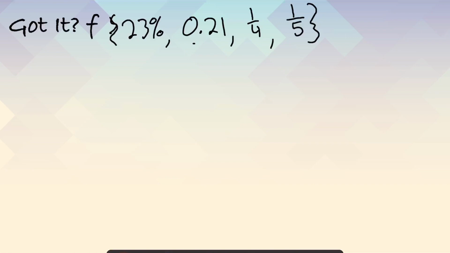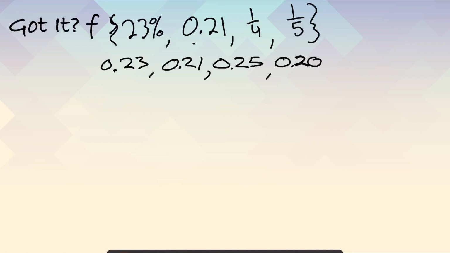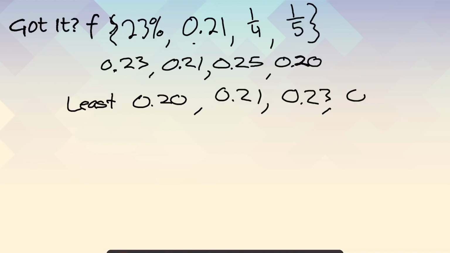Okay? 23% is 0.23. 0.21 is already in decimal form. 1/4, 1 divided by 4, that's a quarter, or 0.25. 1/5 in decimal form, that's 1 divided by 5. That's 0.20, or 0.2. And at this point, they're super easy to order, right? So least is 0.20, then 0.21, then 0.23, then 0.25, and that would be the greatest.